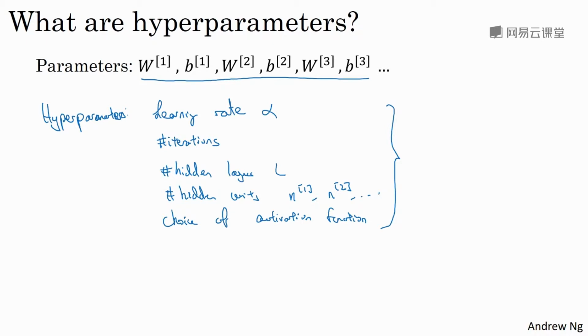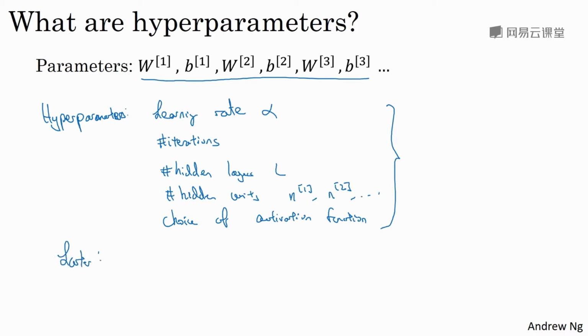Because these things like alpha, the learning rate, the number of iterations, number of hidden layers, and so on, are all parameters that control W and B. So we call these things hyperparameters. Because it is the hyperparameters that somehow determine the final value of the parameters W and B that you end up with. In fact, deep learning has a lot of different hyperparameters.